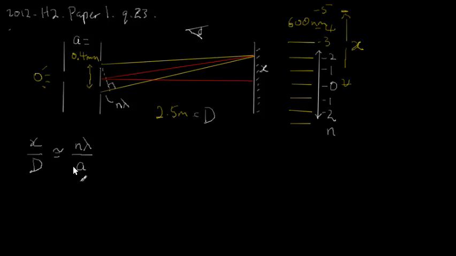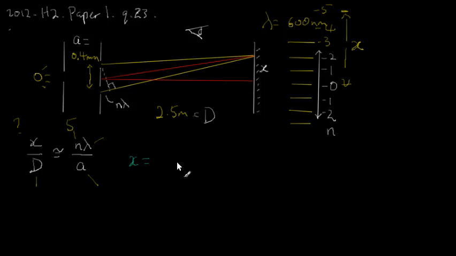So finally, the thing to do is to make sure that we have all the numbers that we want. If I'm going to take n to be 5, we know lambda. Yes, we know lambda. Lambda is 600 nanometers. Do we know A? Yes, it's 0.4 millimeters. D, 2.5. X, no, we don't. But that's what we want to find. Okay, so we're all set. And now let me make X the subject.